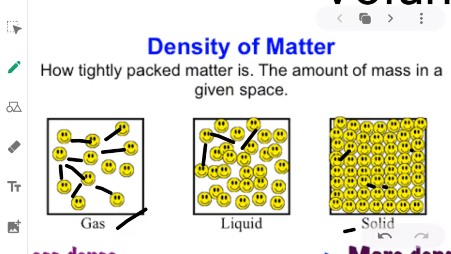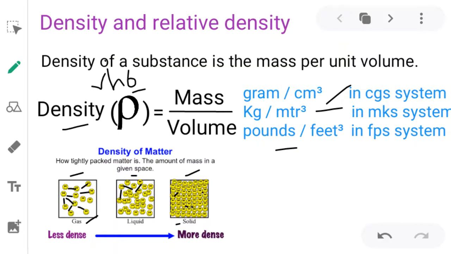In this way we can identify the material by its density. If density is high, we call them dense materials. If density is moderate, they are called moderately dense materials. If density is very low, they are low density materials. So gas is a low density material, liquid is a moderately dense material, and solid is a high density material. In this way we can categorize substances like gas, liquid, and solid.